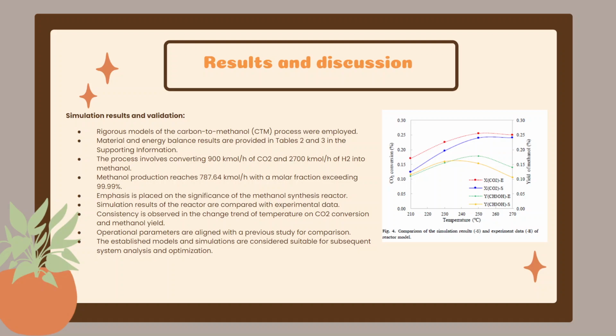Here we can see the rigorous model of the entire CTM process with detailed material and exergy balance results presented in Table 1 and Table 2, which we have seen in the calculation tables in the supporting information. The process involves 900 kmol per h of CO2 and 2700 kmol per h of H2, producing 87.64 kmol per h of methanol with a molar fraction exceeding 99.99%.